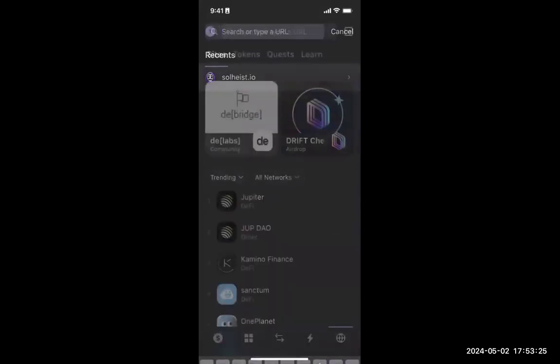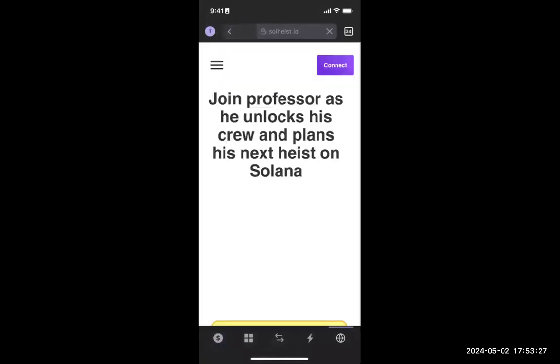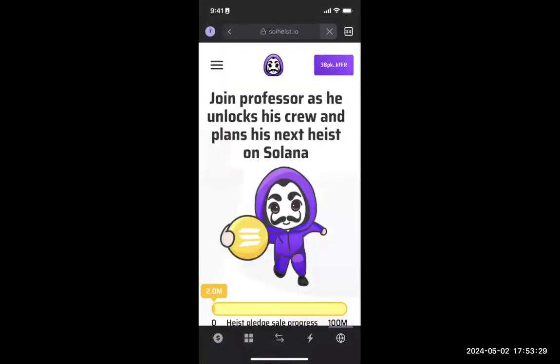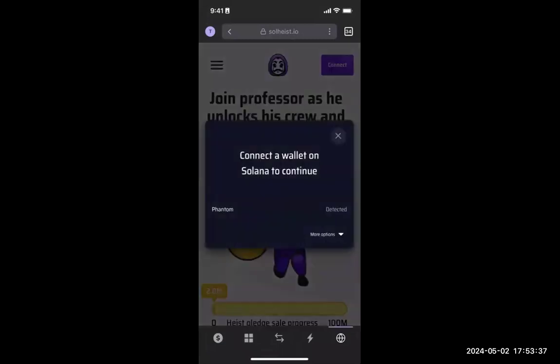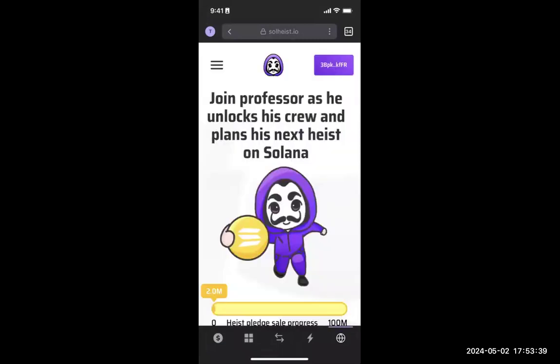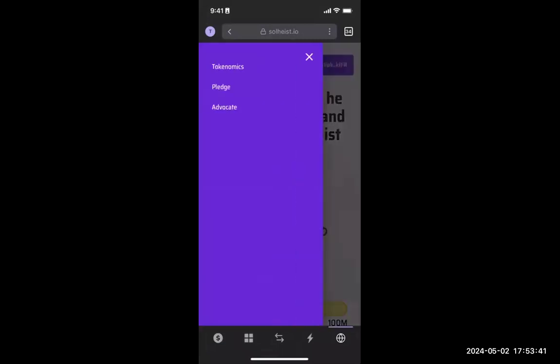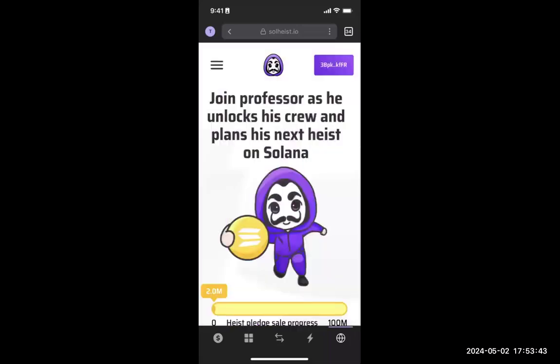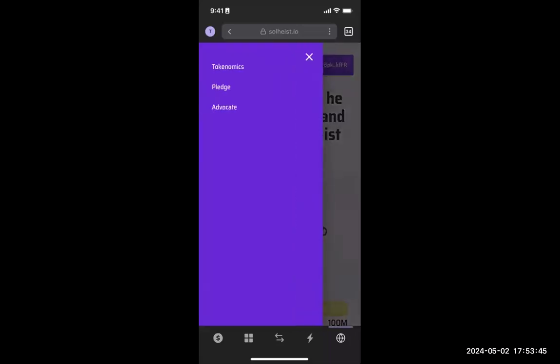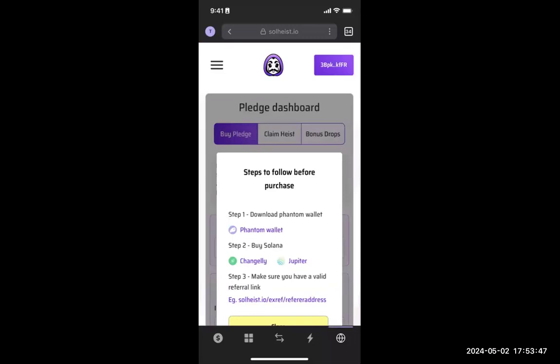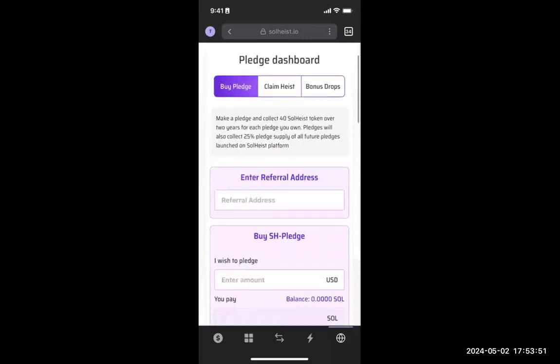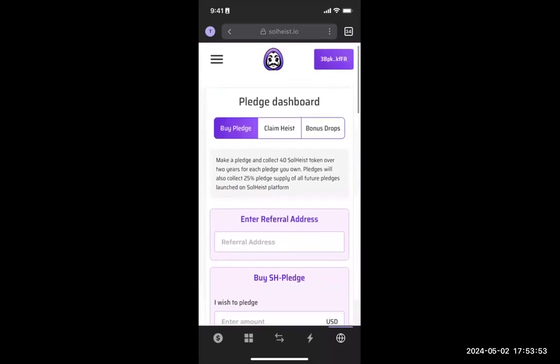For the sake of time, I'm just going to do this really quick. On the right side, it's going to say the word connect. Press connect, detected Phantom, and then click on that hamburger picture on the left side. Click pledge, steps to follow before purchase, close. And it's going to ask you to enter your referral address.